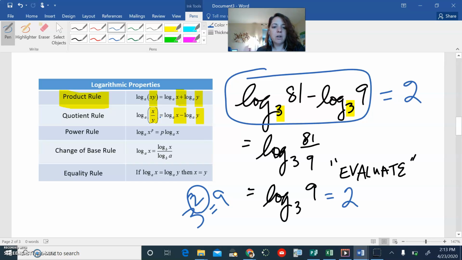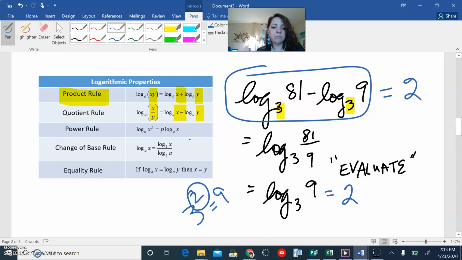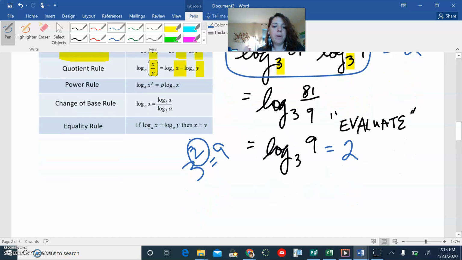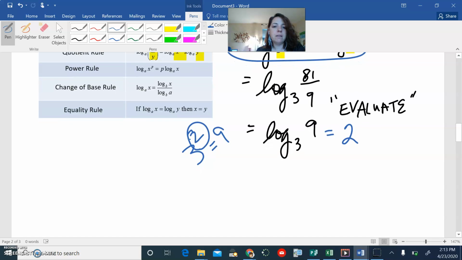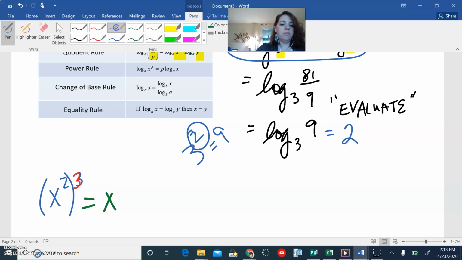All right, so let's talk about the power rule. The way the power rule works is, let me remind you of back in the day with exponents real quick. So back with exponents, if I had a power of a power, to simplify that, we would multiply the exponents. So we would have 2 times 3, which would give us 6. The exponent there would be 6.